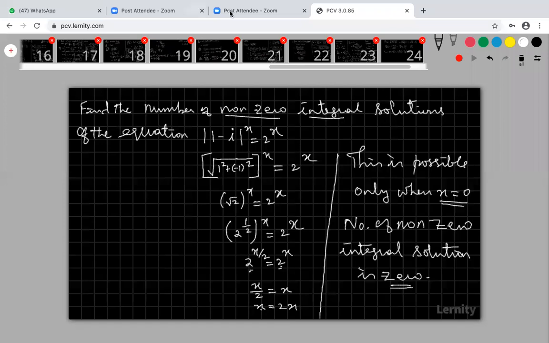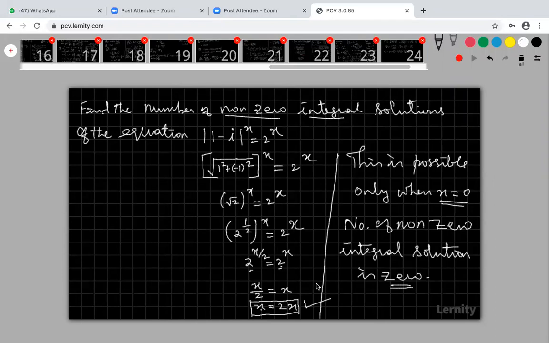Okay. So look at that, finally we are getting this: x is equal to 2x. For what values of x is this equation satisfied? Please tell me any value satisfying x is equal to 2x. Only 0. This equation is possible only when x is equal to 0.